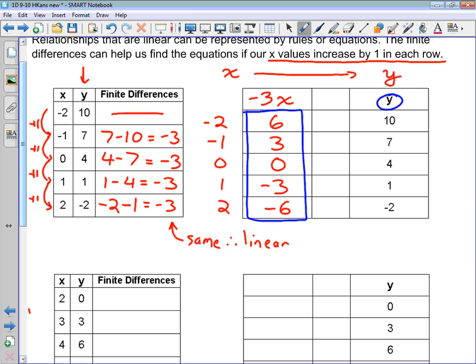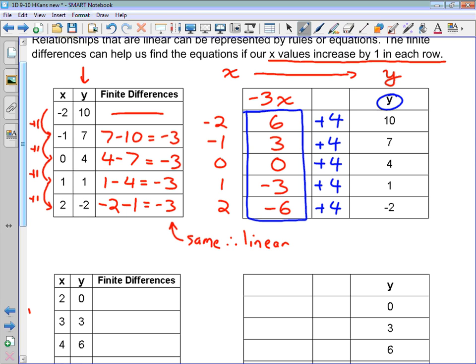Well, if I've got 6 and I want to turn it into 10, I have to add 4. Same thing for my 3. If I want to turn it into 7, I have to add 4. Same thing with my 0. And it's the same thing every time. If I want to turn each number in this column under my negative 3x into my y value, I have to add 4 each time.